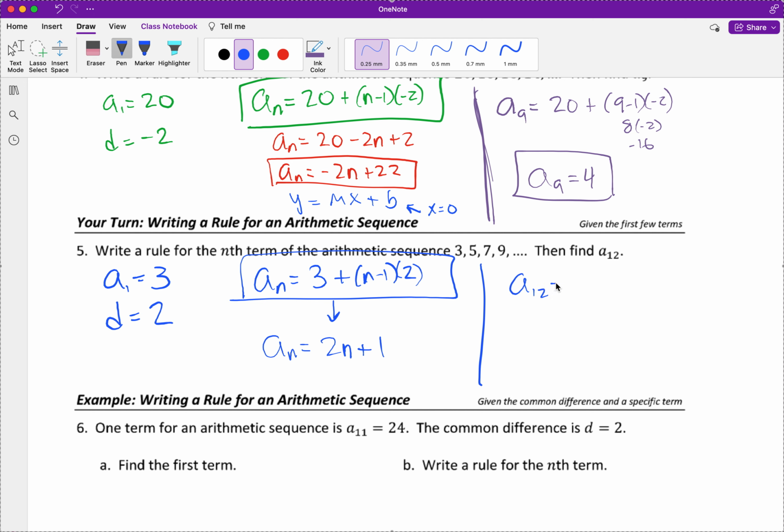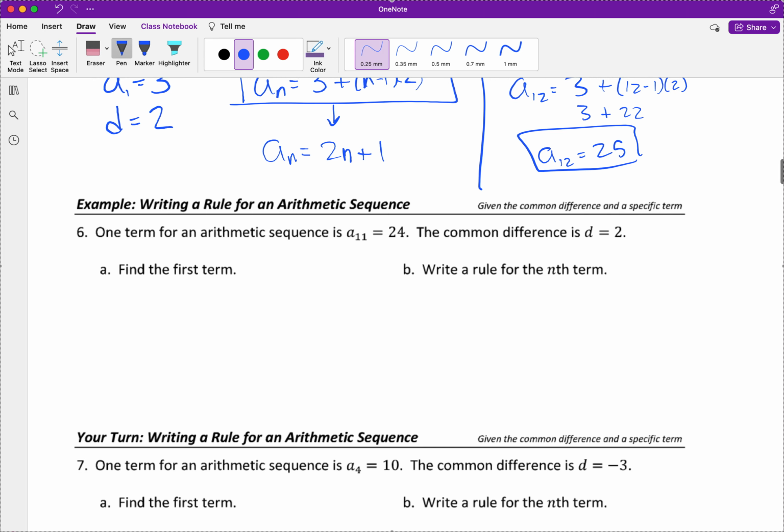For a12, I'm going to use the original one because honestly, I would not have simplified this if someone asked me to solve this. So I would have used the unsimplified one. So I'll get 3 plus 11 times 2, so that's going to be 22. So the 12th term in the sequence is going to be 25. Alrighty, I hope you figured that out and it's not too crazy for you.